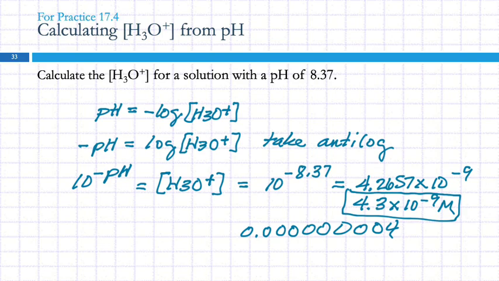These concentrations are going to be small, generally less than 1, and so almost always the exponents are going to be less than 1. So they're negative. Any questions?